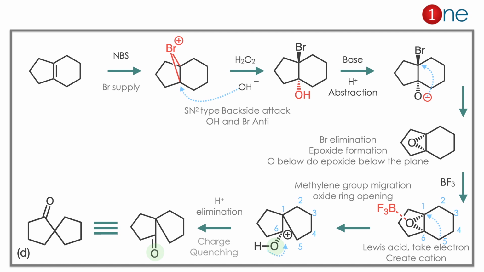Next step, you are using BF3. BF3 is a Lewis acid. It activates the oxygen there to open the ring. So to quench the charge deficiency, the 5th carbon moves to the 1st position. So the ring is opened there. You have a cation at the 6th position and you have OH. To quench the charges, hydrogen leaves, and you have ketone formation. So if you redraw nicely, the product is D.